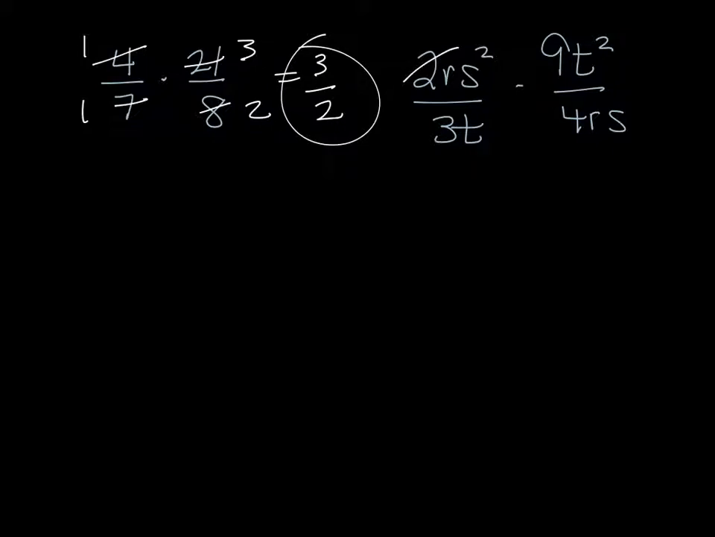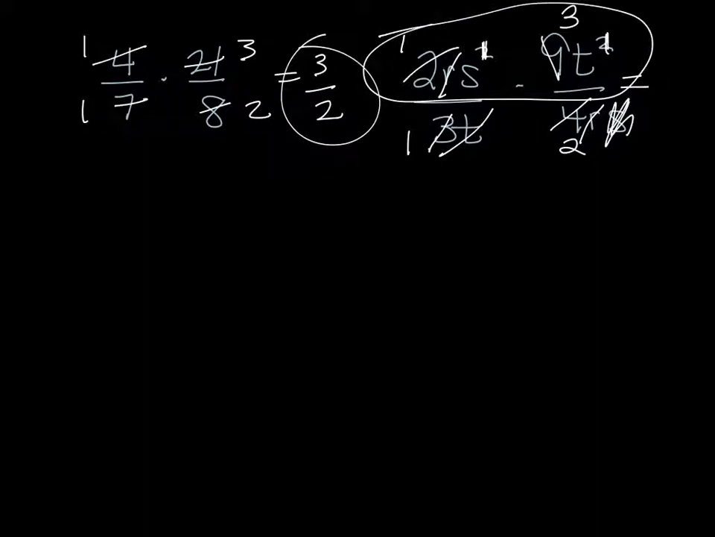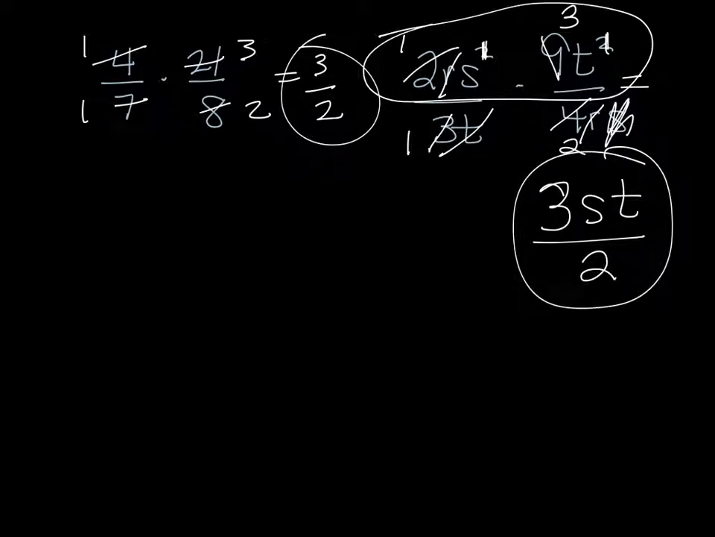Over here, my 2 and my 4, my 2 can become a 1, my 4 becomes a 2. My r's can cancel. Here I've got 1s, I can cross that off, and this would become a 1. This can become a 1, my 9 becomes a 3, and I have t squared over t, which this t would eliminate, and this would become a 1. Across the top, what do I have left? I have a 3, an s, and a t, and on the bottom I have a 2. So then that is my answer.